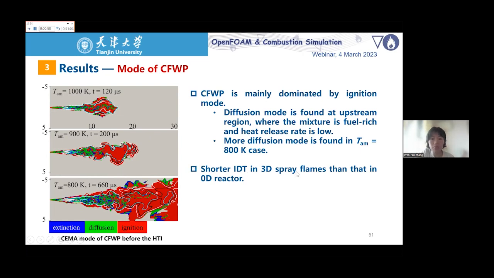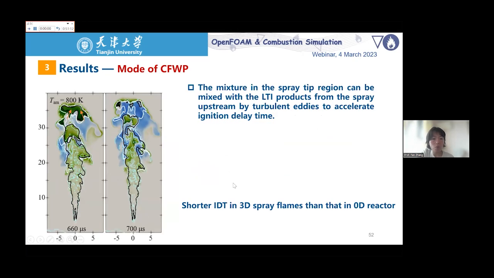In the 3D spray flames, a shorter ignition delay time is found than in the homogeneous reactor. Why? We can get some ideas from the low temperature case. Here you can see the mixture in the spray upstream region.